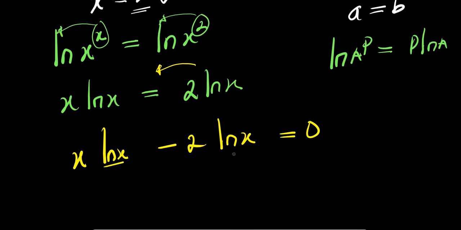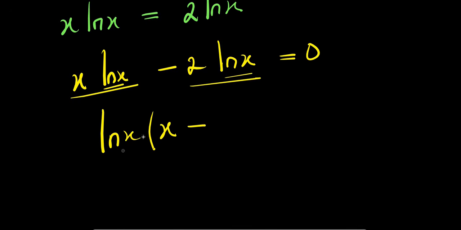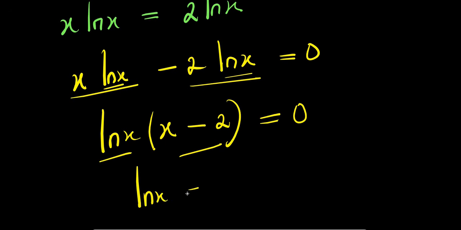Now there's a common term, which is natural log x. I can factor that out. If I divide this by natural log x, I have x minus, and dividing this by natural log x, I have 2, and this equals 0. The next step is to equate each of these to 0. I have natural log x equals 0, and x minus 2 equals 0.